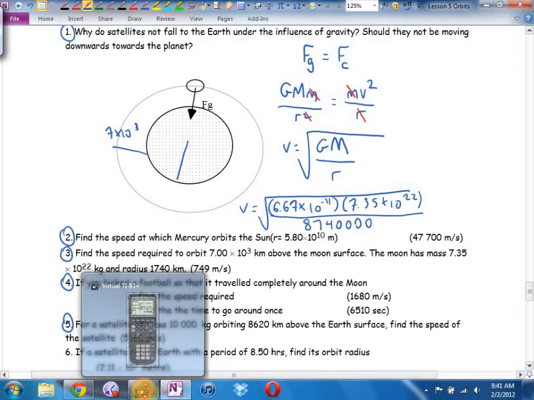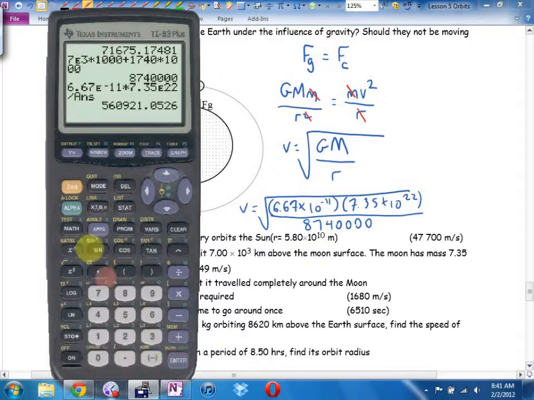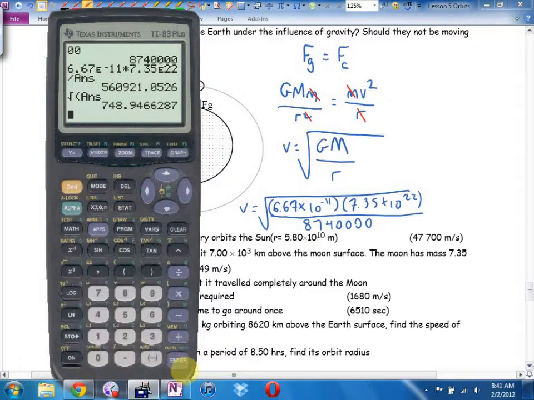And now, if I'm clever. There it is. Click. And then square root of that. There it is, 749. I'll give you everything in meters, by the way.